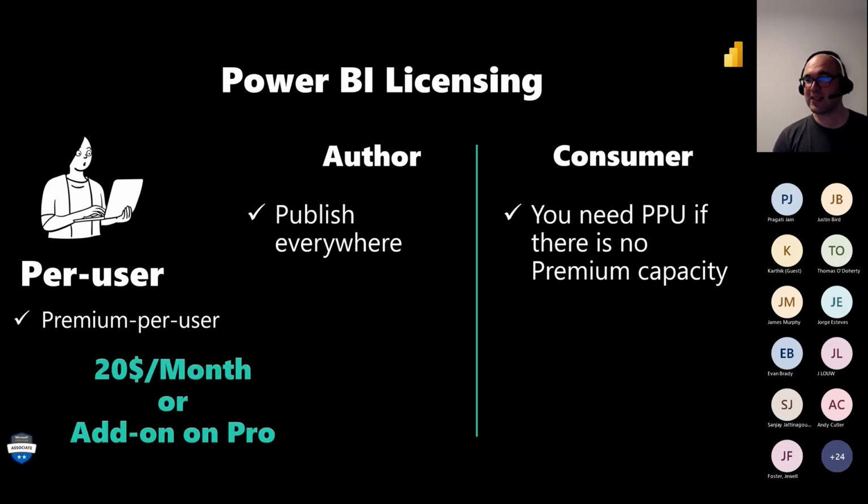Premium per user license comes in two different flavors. The first one is an add-on to an existing pro license, when you pay an additional $10 per month, or as a standalone product for $20 per month per user. When I'm explaining Power BI licensing, I know that this all sounds a little bit overwhelming, so I always try to use this analogy to explain how different license types work in Power BI.